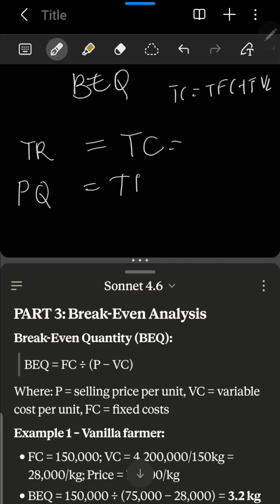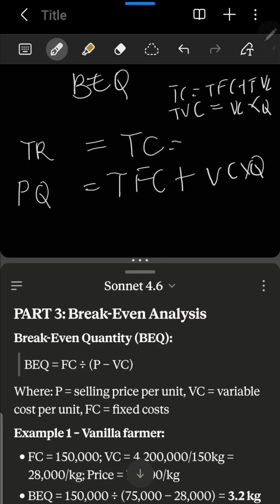And how can we express variable costs in terms of quantity? Total variable cost is equal to unit cost, which we are going to call variable cost per unit, times quantity. So let me first write this to you well: total fixed cost plus variable cost per unit times quantity. Let me start fresh.